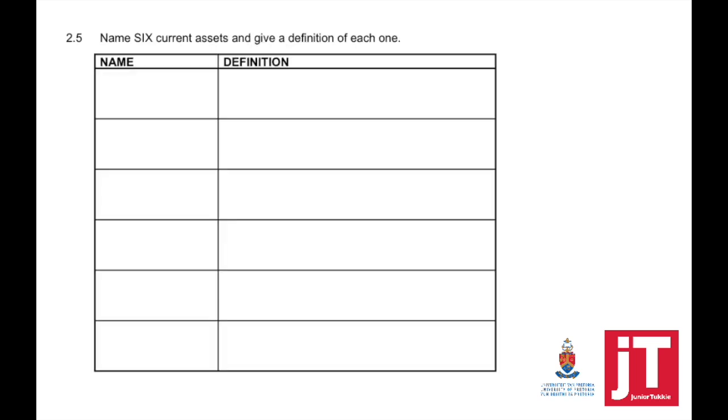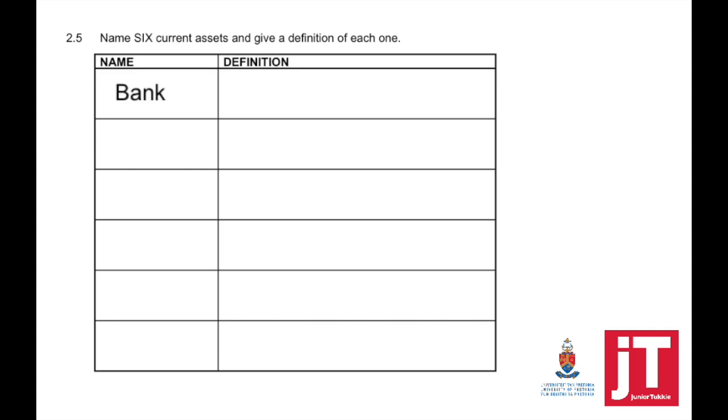If we look at 6 current assets and we need to give a definition of each one of them, remember that when we're talking about current assets, we're talking about short-term assets. It's less than 12 months. It can be quickly converted into cash.